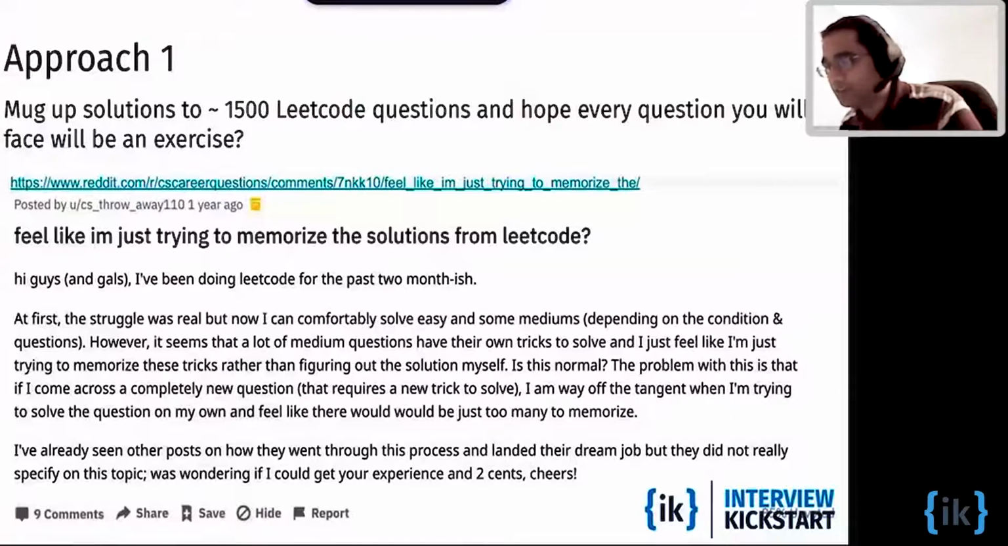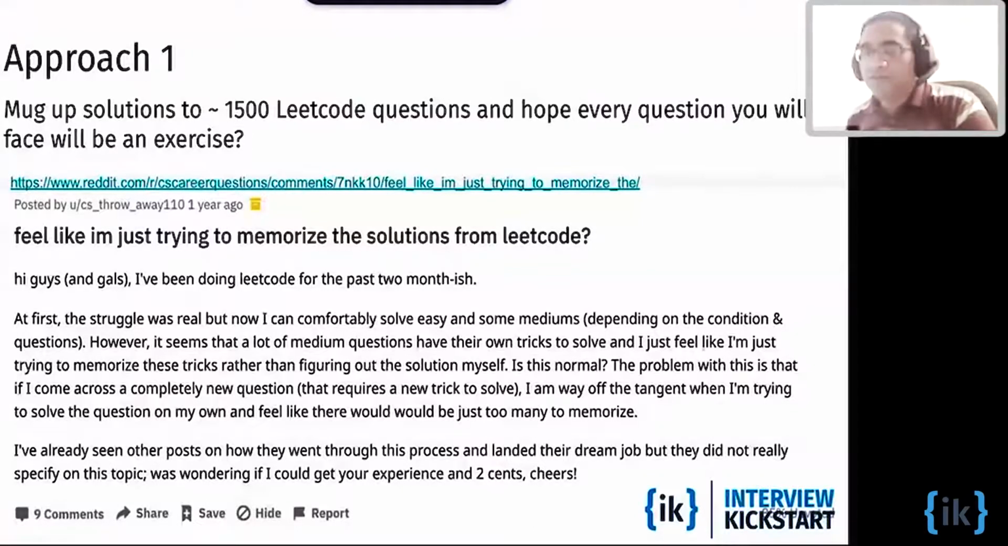The first approach is to prepare in a way that every interview problem is an exercise, right? So we mug up the solutions to the 1500 or so lead code questions that there are today, hoping that every question you will see in the interview will be a question that you have seen before. So there's no mystery as far as what the algorithm is. The focus is purely then on how to code it up. And that's the path that many people follow. And it has to be admitted that for some people it does work.